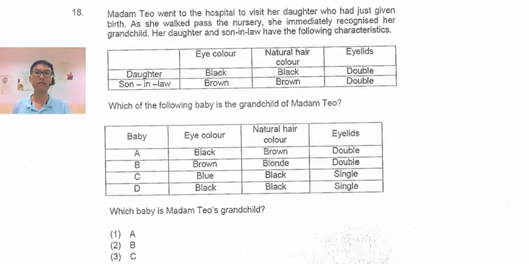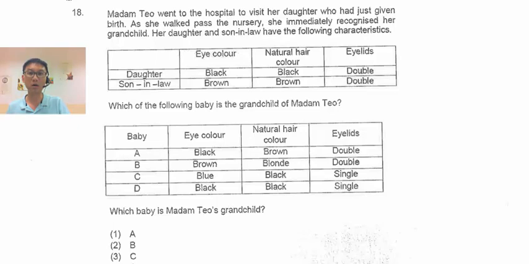So question 18, Madam Teo went to the hospital to visit her daughter, who had given birth. When she walked past the nursery, she immediately recognized her grandchild. Daughter and son-in-law have the following characteristics. So based on the characteristics, she concludes that this is her grandchild. So let's see, which of the following babies is her grandchild?